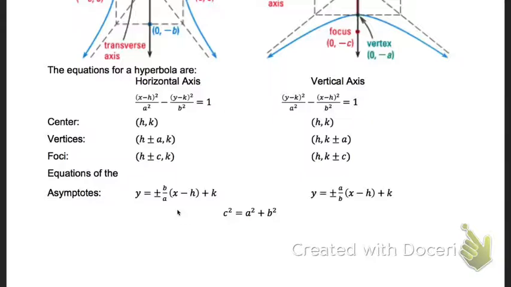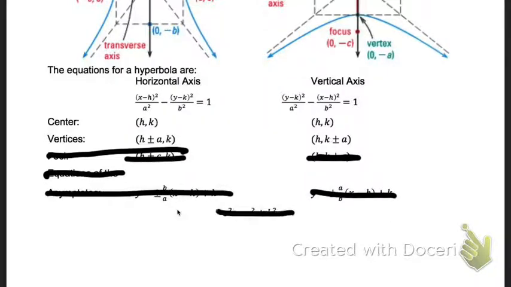I'm going to cross out the focus. We're also going to cross out equations of the asymptotes. We're not going to learn that. Your center is still at (h, k). Then how we're going to graph these is we're going to create a rectangle in a sense. And that's kind of how we're going to draw our hyperbola.